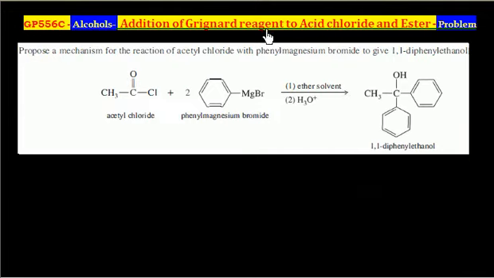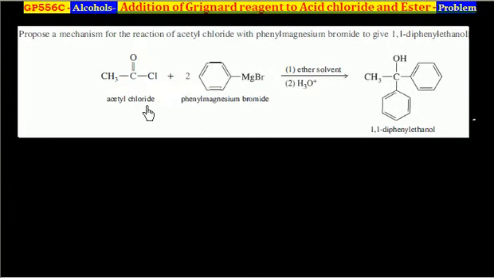Addition of Grignard reagent to acid chloride and esters. Question says, propose a mechanism for reaction of acetyl chloride with phenyl magnesium bromide to give 1,1-diphenyl ethanol. So the reaction is given here, that is acetyl chloride reacting with phenyl magnesium bromide, and this requires 2 moles of phenyl magnesium bromide. Initially the solvent is ether, then on acidification the final product is this, that is 1,1-diphenyl ethanol.